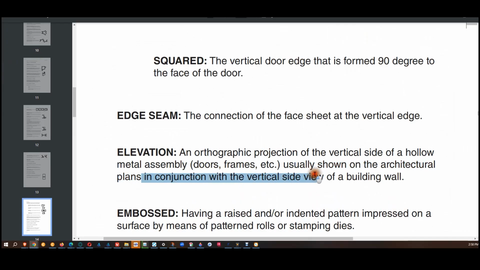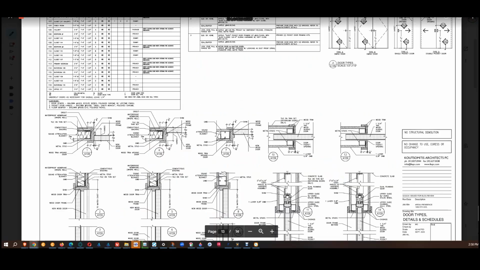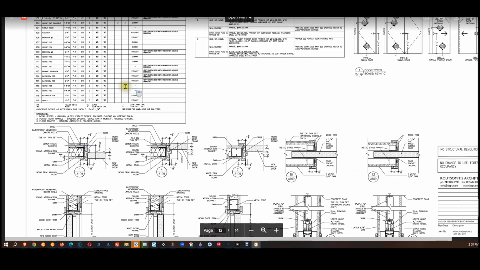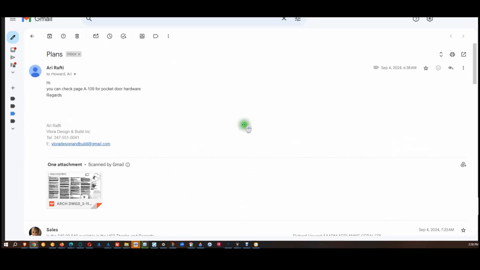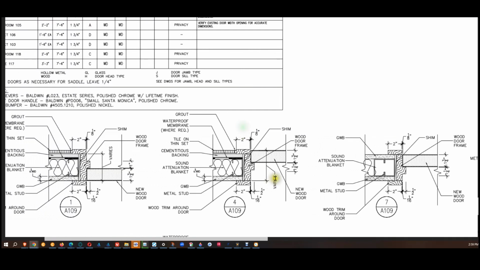In conjunction with the vertical side view of a building wall. And yeah, wall sections, really common. You're going to need that because the door schedule, the elevation, doesn't tell you what they want in terms of wall thickness for jambs. This doesn't make it extremely clear, but nonetheless, you can get there by looking at this stuff. Yeah, it varies.